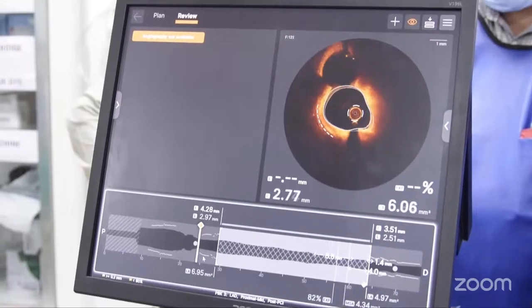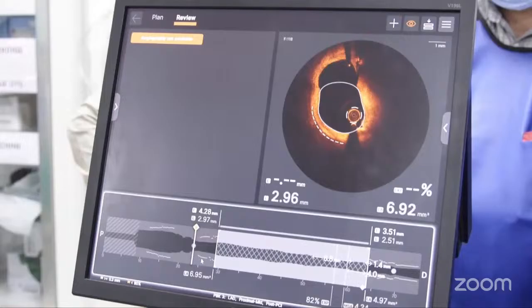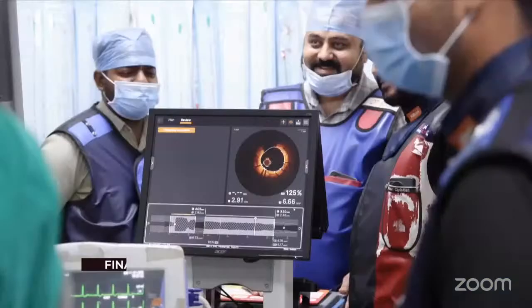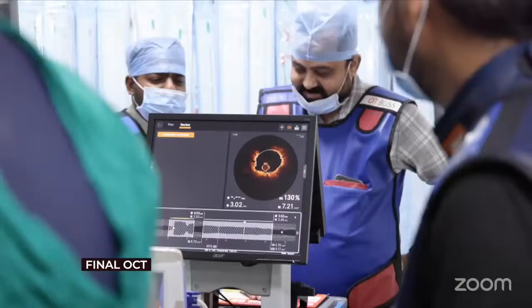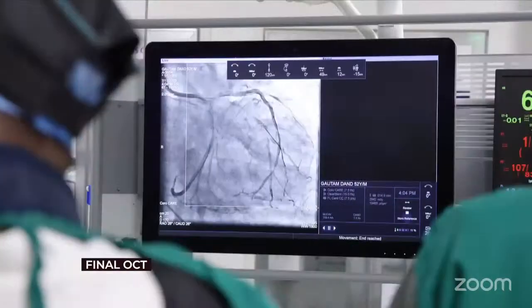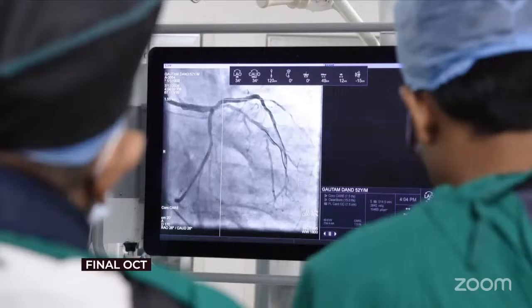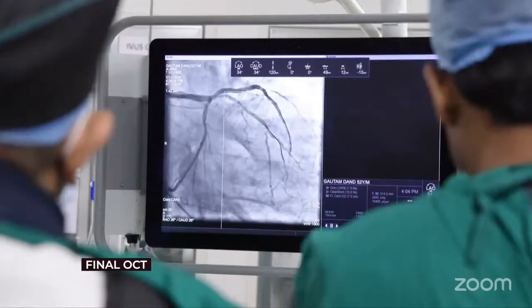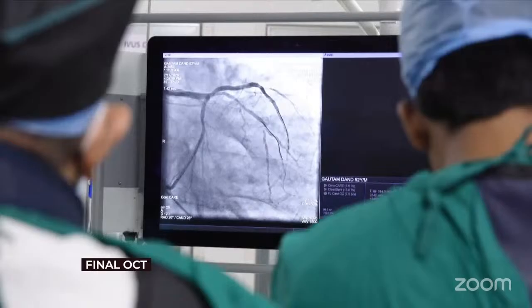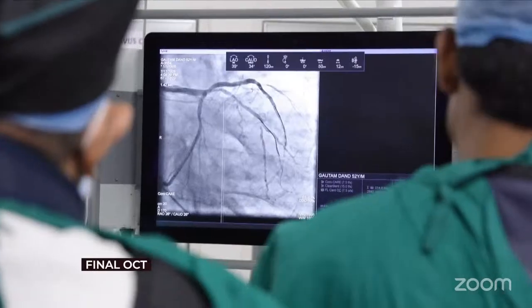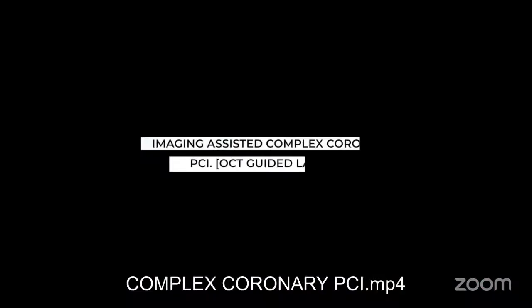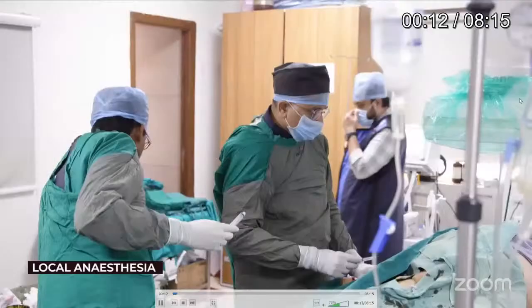And in the OCT, you can appreciate that once the stent is deployed, it shows a good MSA, and a well expanded stent in the ostioproximal region with good TIMI flow. There is no edge dissection and no intramural hematoma. So this is how the whole procedure was performed.